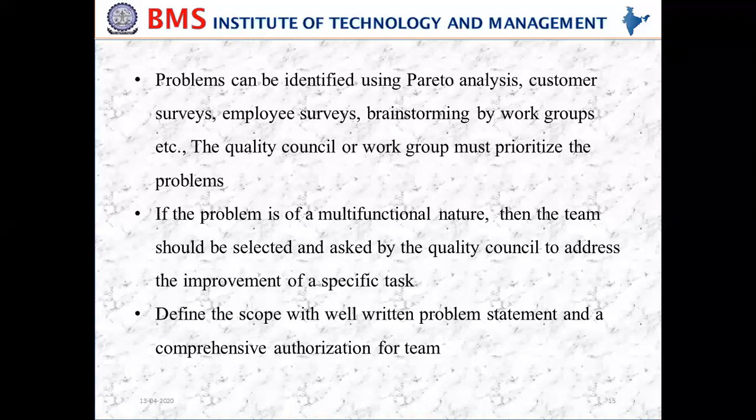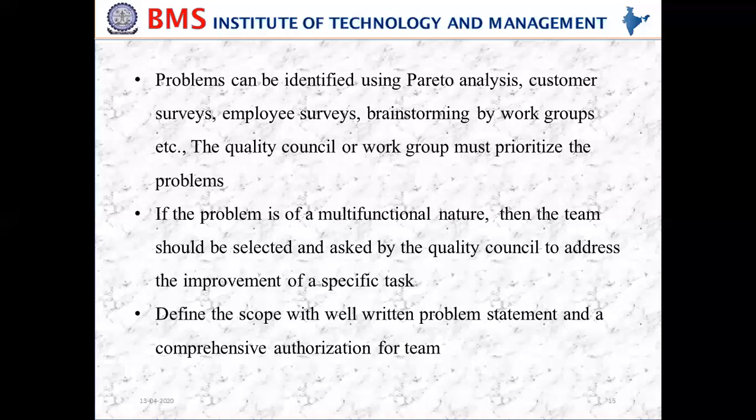See, Pareto analysis is nothing but the vital few. You need to find out the vital few, which are very important but very small in number. We can call it 80-20, which means 20% of the causes produce 80% of the problems. It is also called the 80-20 rule. Pareto analysis we'll discuss in the next chapter. So problem identification is done by using the Pareto analysis.